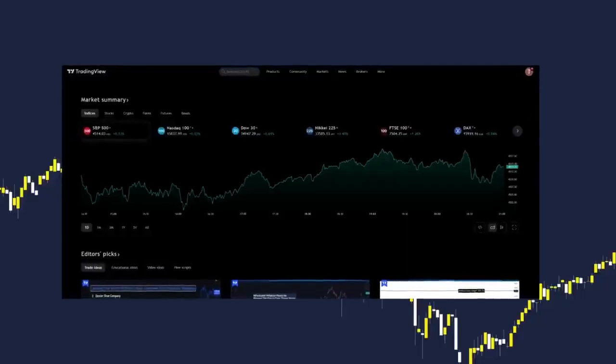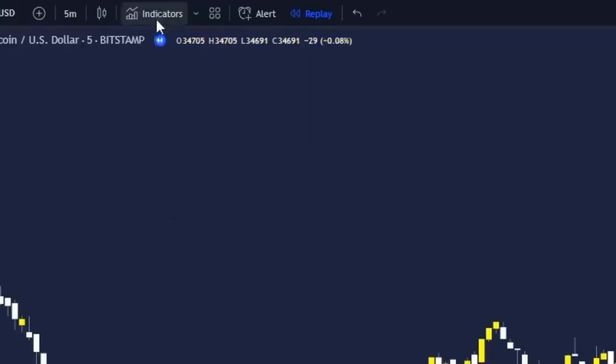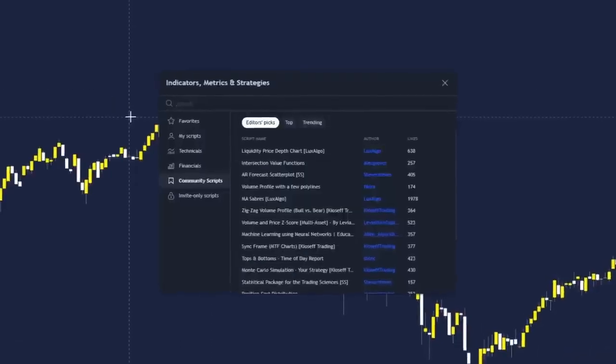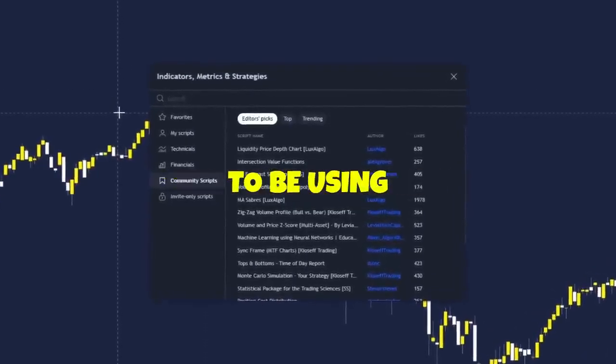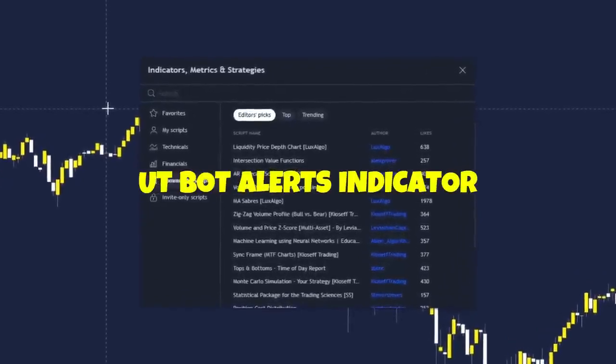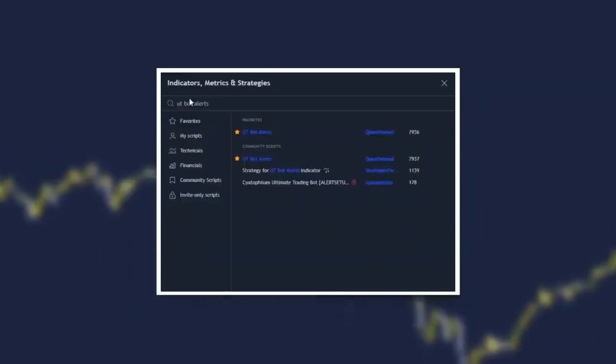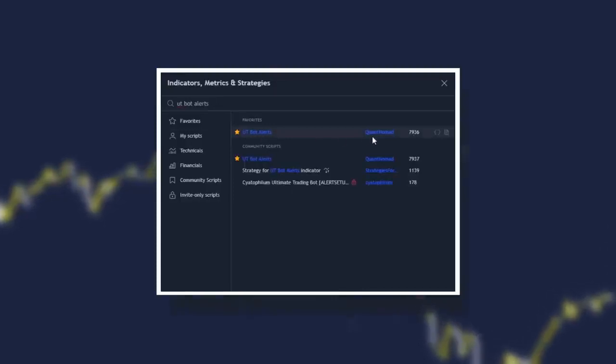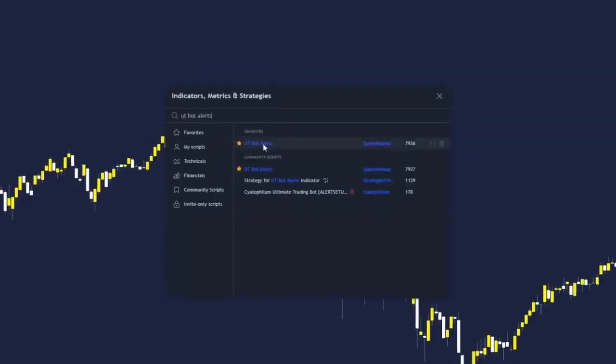So first, you're going to want to go on tradingview.com. Next, we're going to head up to indicators up here. And if you've read the title, the first indicator that we are going to be using is the UT Bot Alerts indicator. So type in UT Bot Alerts and it is this indicator right here by Quant Nomad. Add that once to your chart.